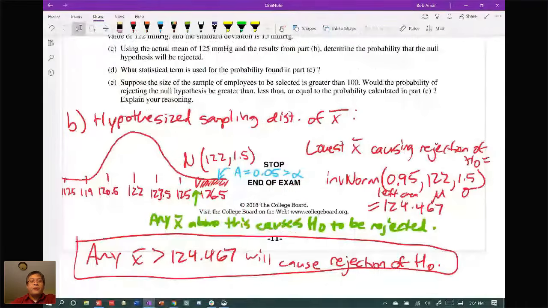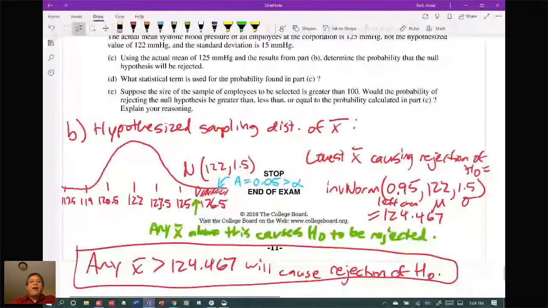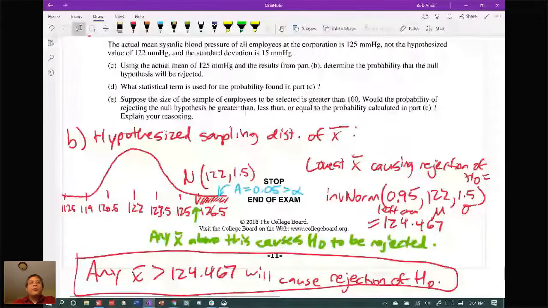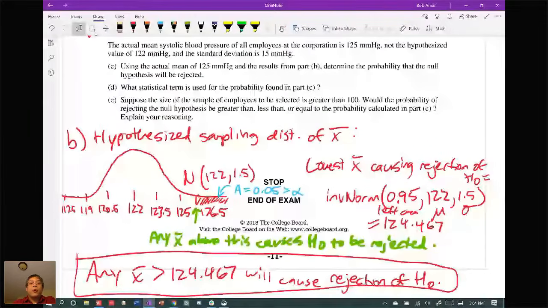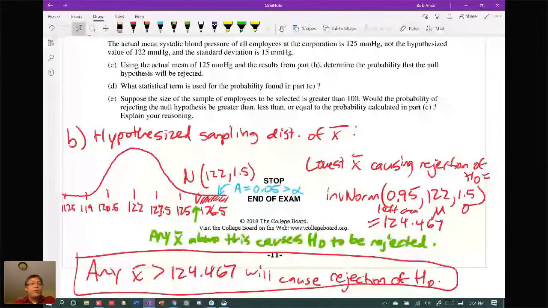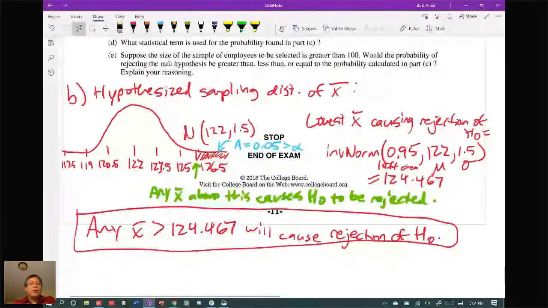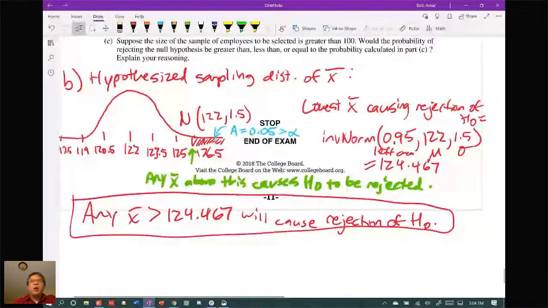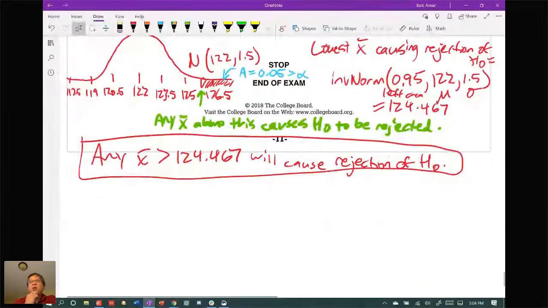All right, part C. I love this question. For part C, using the actual mean of 125 millimeters mercury and the results from part B, determine the probability that the null hypothesis will be rejected. Notice that they haven't given you a lot to go on here, but you can still do this yourself.